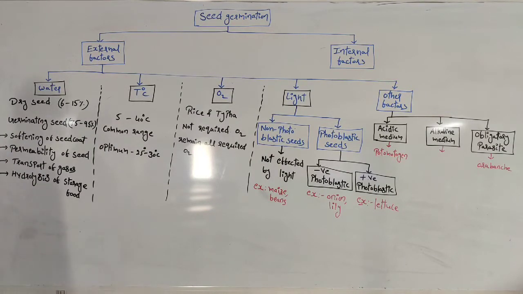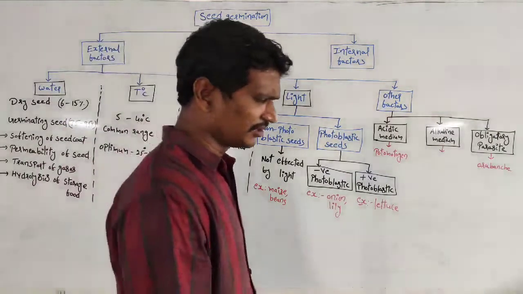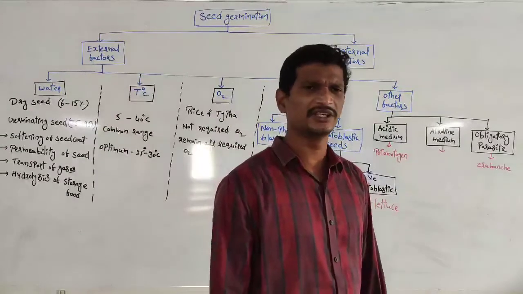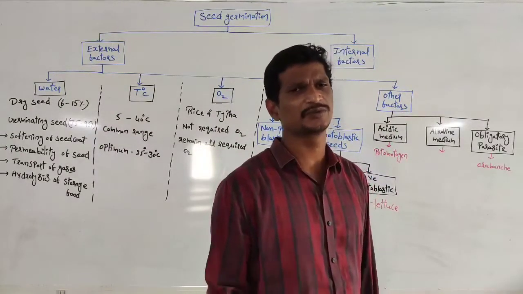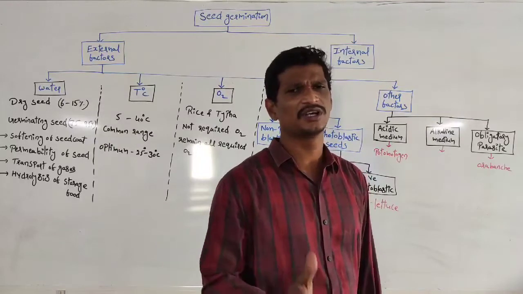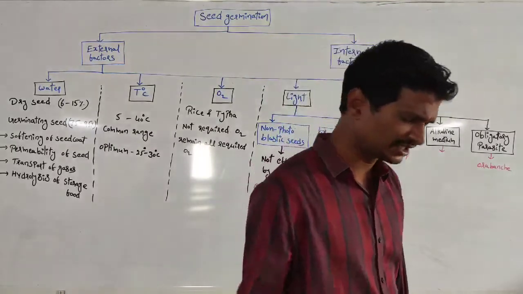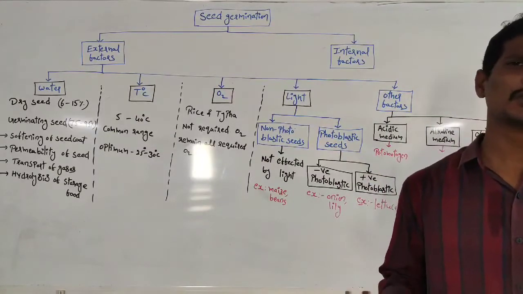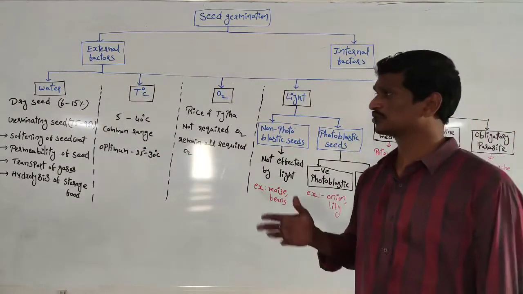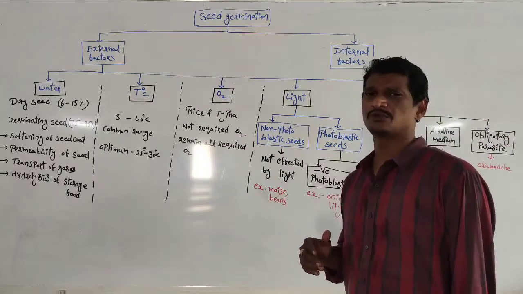Hydrolysis of storage food material. The seed contains food, the storage food, and in the presence of water, hydrolysis takes place, then cell division takes place. In the presence of oxygen, energy is produced and more cell division takes place. So the water supports the cell division process.